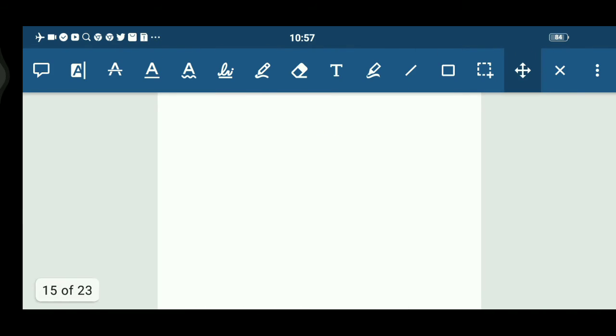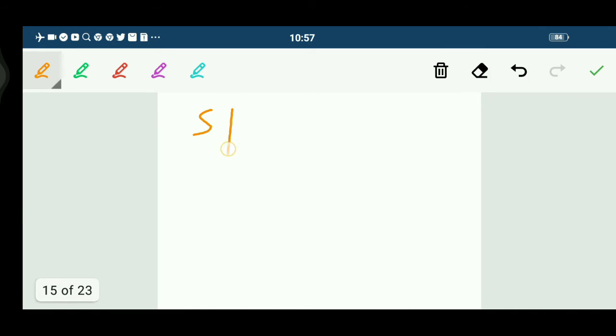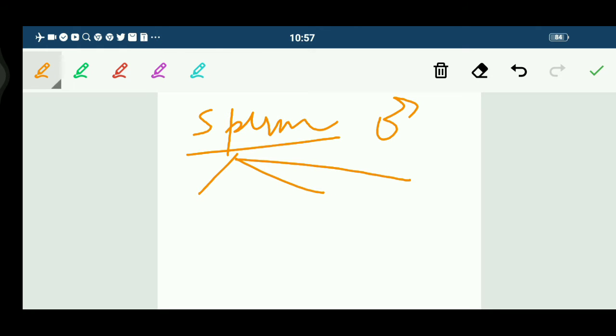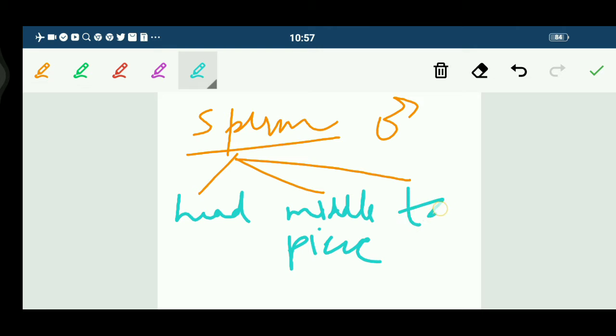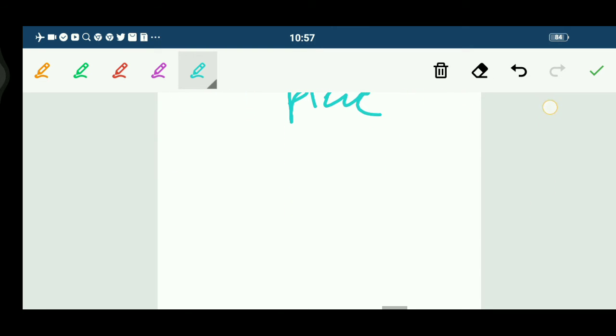So the important points we have discussed: a sperm is a male gamete. A sperm has 3 different parts. What are those 3 different parts, students? We have the head, the middle piece, and last, a tail. And a sperm cell is hundreds or even thousands of times smaller than the ovum.